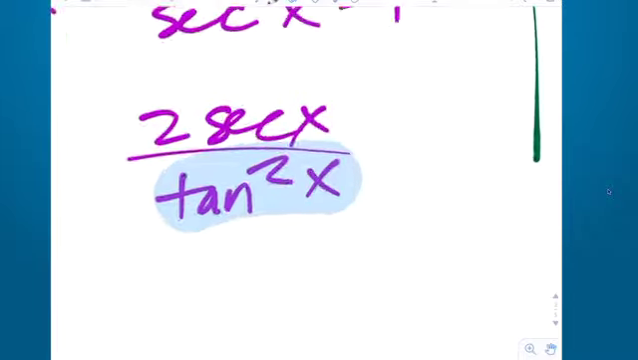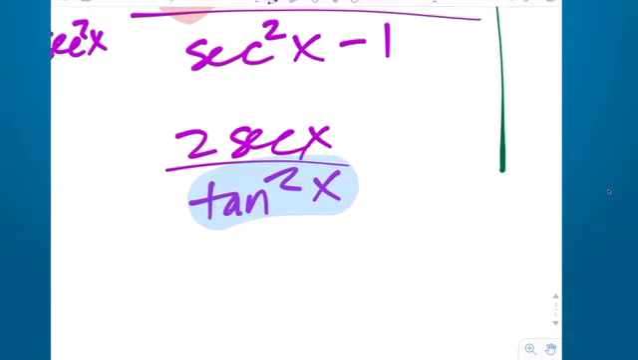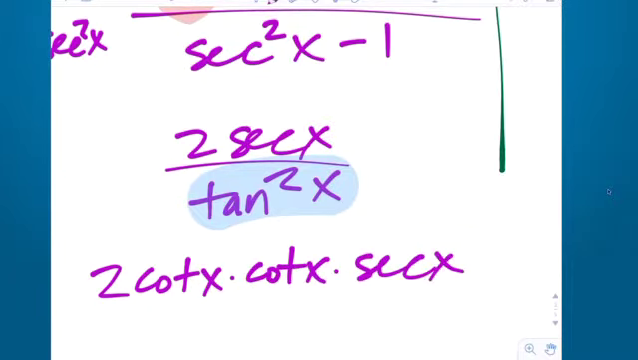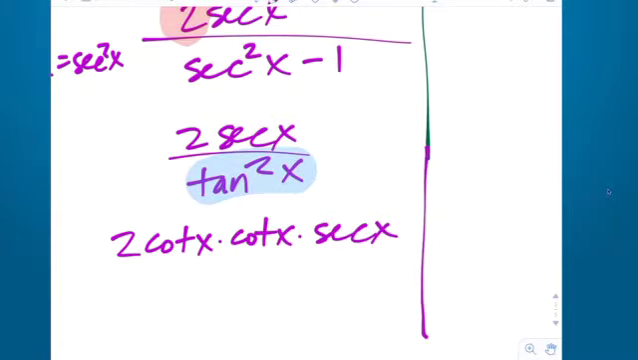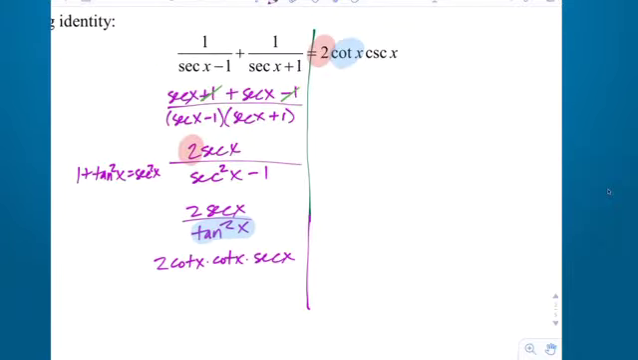So here's what you could do. You could bring the tangent squared to the top and call it 2 cotangent times cotangent times secant. That's just kind of like using the reciprocal identity and the associative property of multiplication. I brought the tangent squared to the top and call it cotangent squared, but then I split it up. All right, so now I have my 2 cotangent of x, and so really all I have left to prove then is that cosecant of x is equal to cotangent times secant.